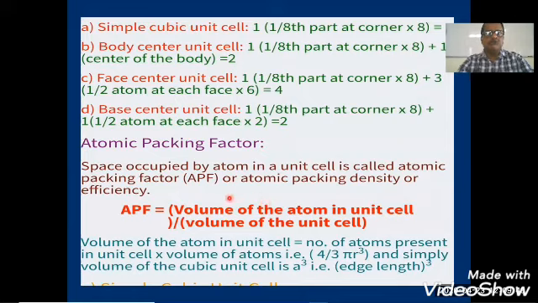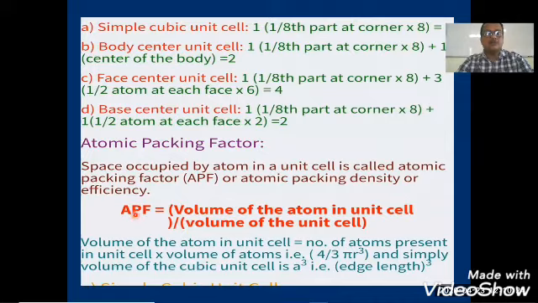Now since we have regarded that the particles or the units in a crystalline compound are spherical, that is the atoms are spherical, the volume of an atom is given by 4/3 πr³, where r represents the radius of the sphere, that is the unit. The edge length of the cubic unit cell is a, so the total volume of the unit cell will be a³.